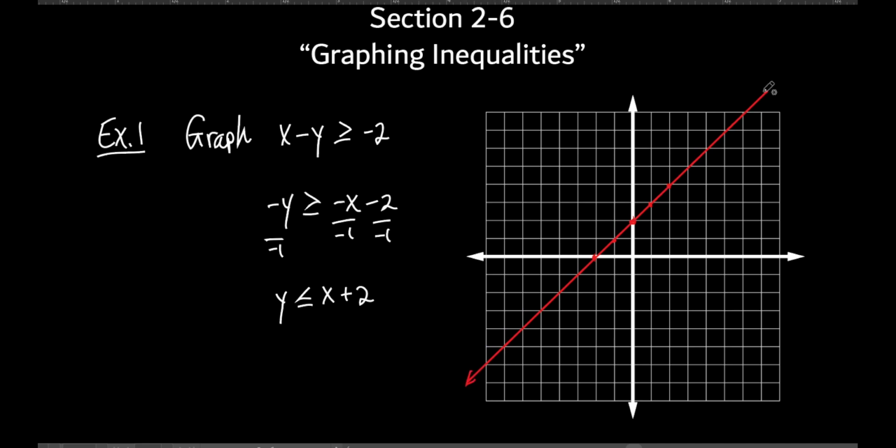All right, so are we done? That's our line and we're good? No, because of this thing right here. So we want to find all the values for x that's going to make y less than or equal to x plus 2. There's a couple ways you can do it.